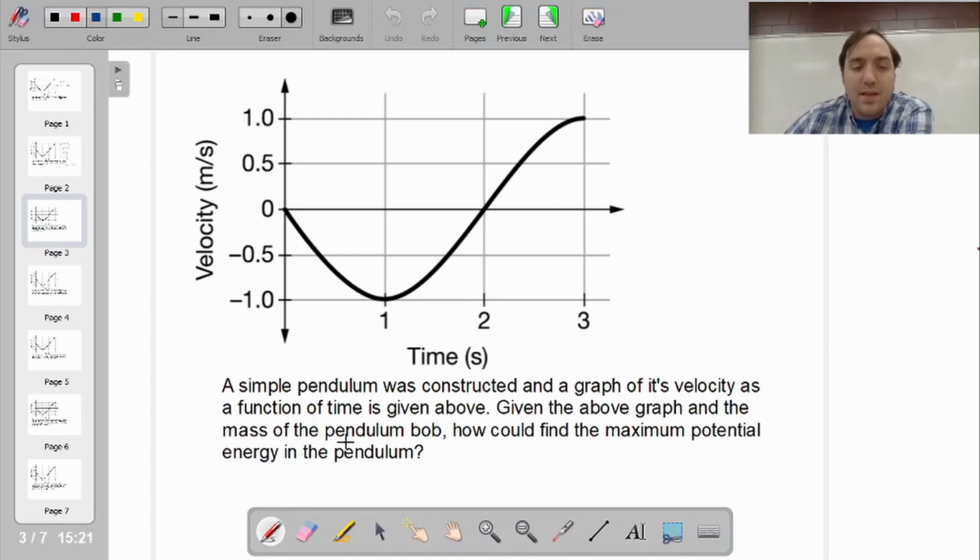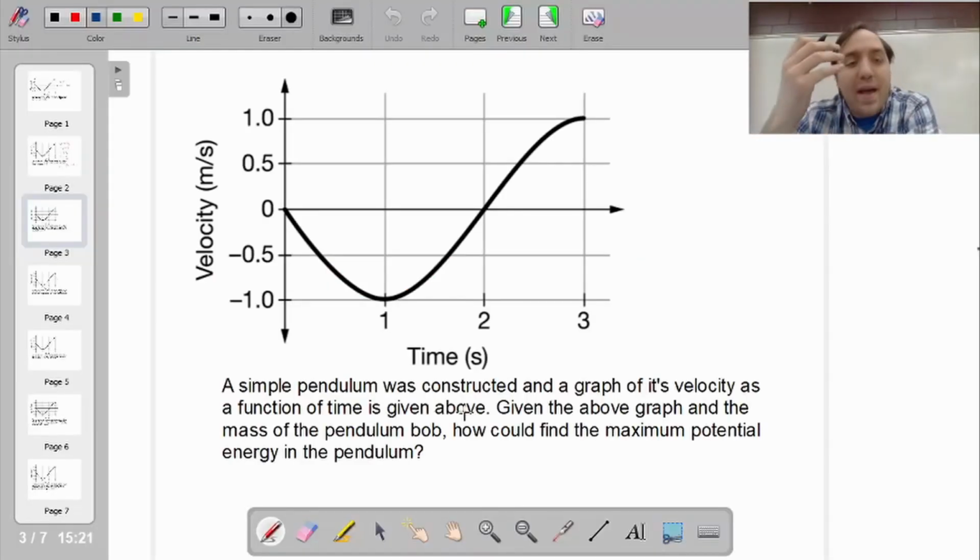Given the above graph and the mass of the pendulum bob, how could you find the maximum potential energy? This one changes it, and instead of going through and asking you to calculate or make any measurements, it's discussing and applying your logic. It's asking you to find the maximum potential energy.